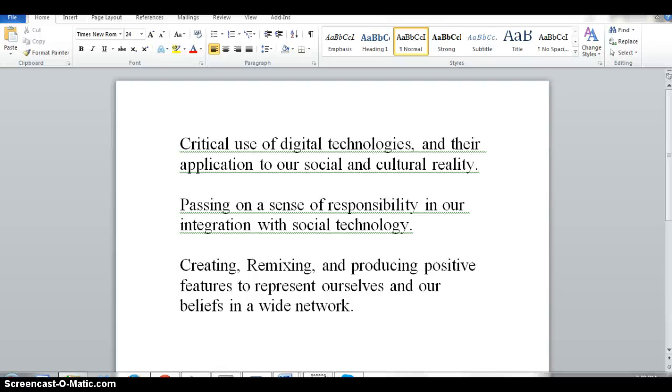We also need to pass on a sense of responsibility in our integration with social technology so that our students understand the technologies that they're using are important now and in the future, and what they do with them is important. And that gets to making spaces for them to create, remix, and produce positive features to represent themselves and their beliefs in a wide network, to reach out to positive people that will collaborate with them in what they're doing and that they can collaborate with to really take their learning to a new level and produce things that they want to produce and take in what they want to take in.